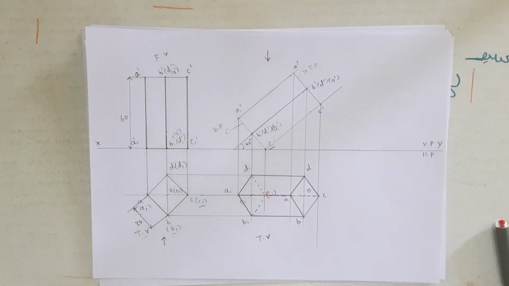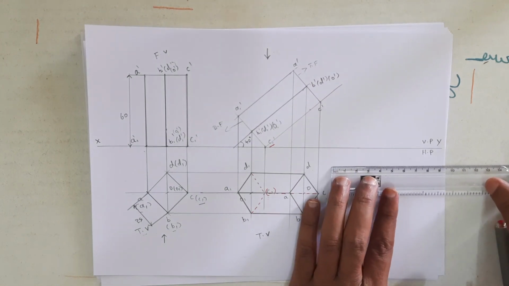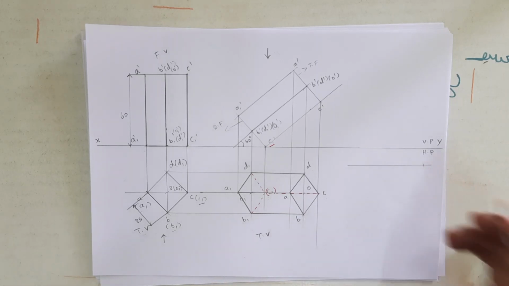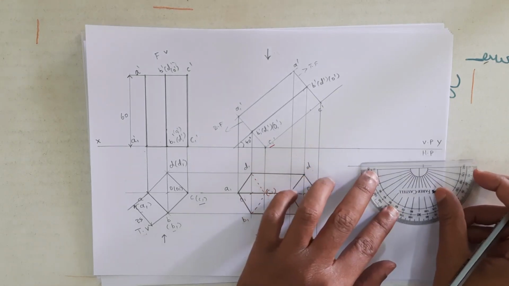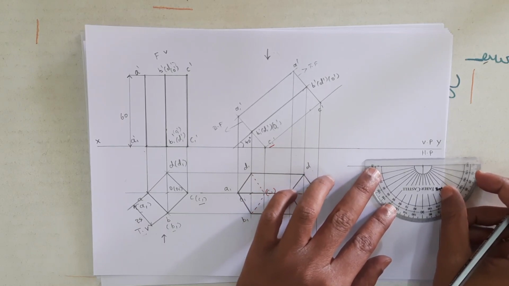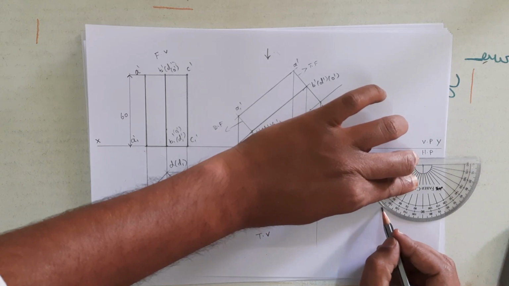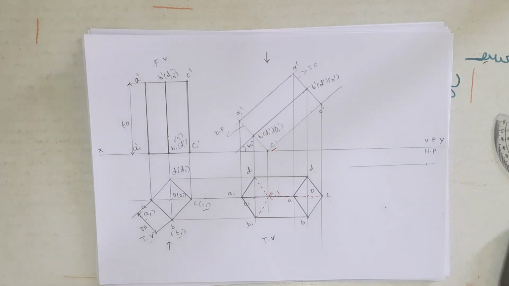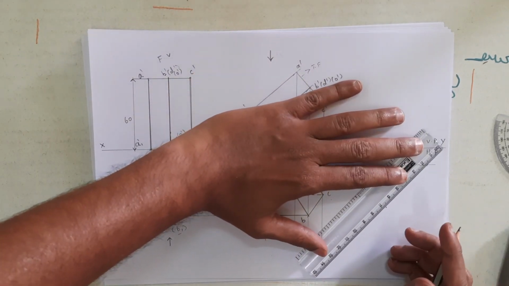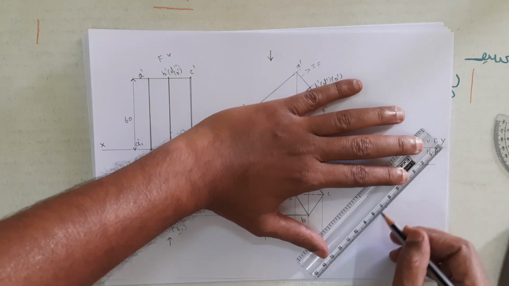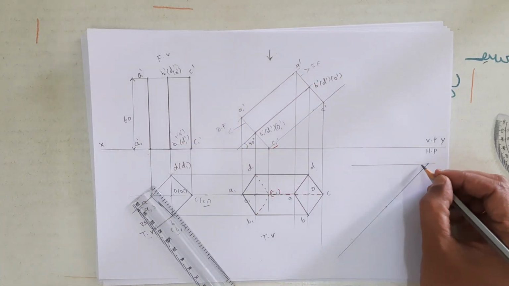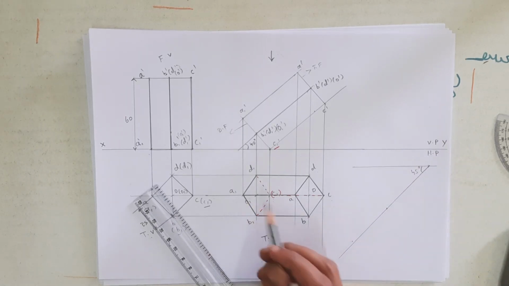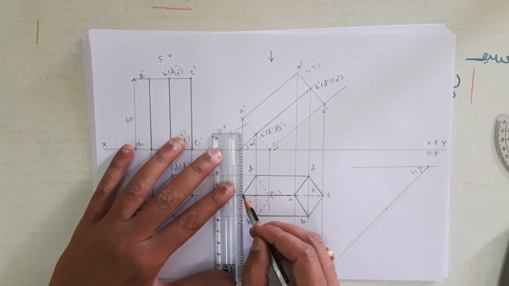So what I am going to do is first draw a line which is parallel to the XY line and take any corresponding point. From here, I am going to measure 45 degree and draw a line from here. It has to be a thin line. So this is 45 degree.